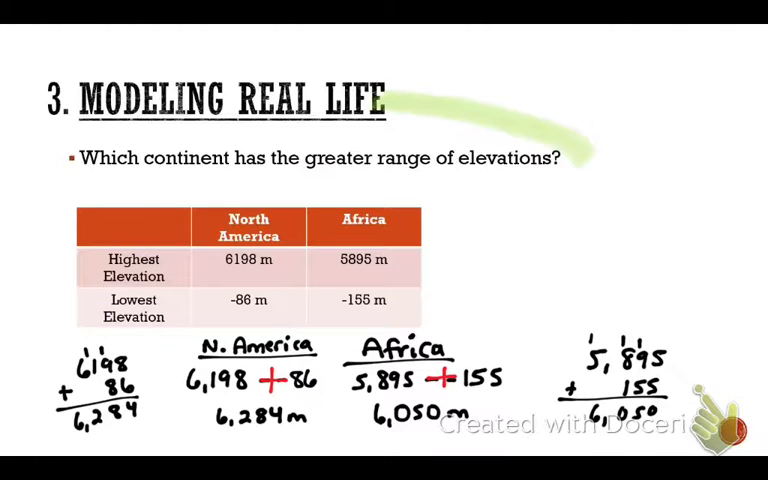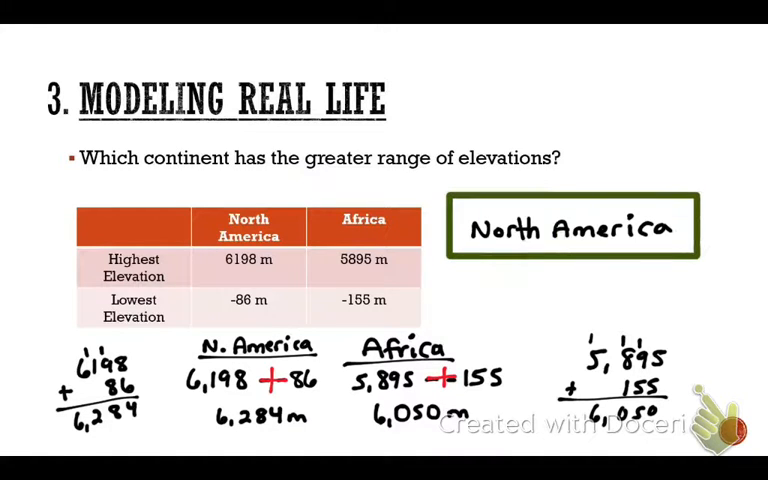Let's go back to the question. It says, which continent has the greater range of elevations? Was it North America, guys, or Africa? North America. Here's why. That right there, 6,284, is larger than 6,050. So we're just going to write over here, North America has the greater range. And then we're going to box that in because the correct answer is North America.